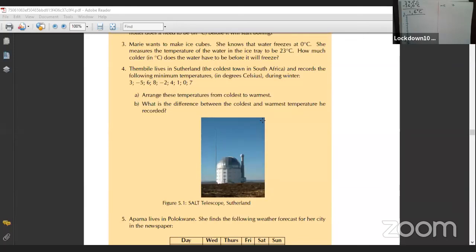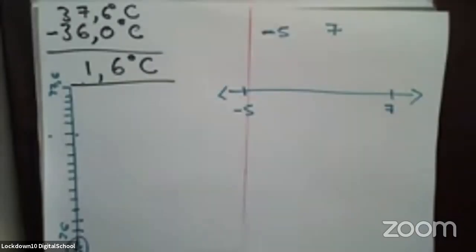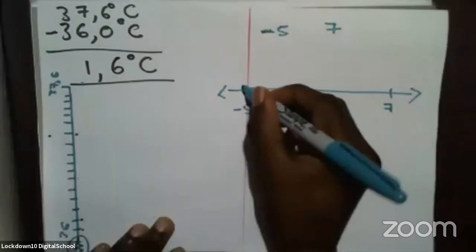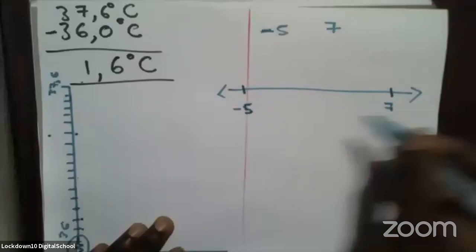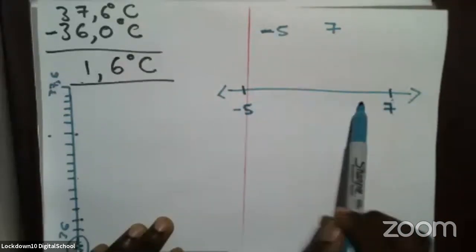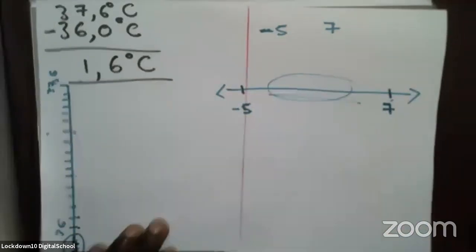If you are having trouble understanding what we are saying, have your number line like this one, right? So we have a negative 5 here, then you have a 7 here. Just calculate how many numbers we can find between these two that will give you the difference. That is what they are asking you, to calculate the difference between these numbers, negative 5 to 7.